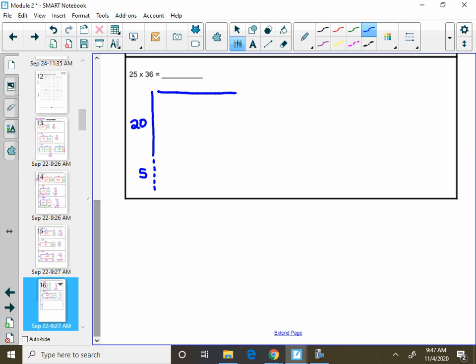Across the top, I do 30 and a 6. And what's great about using the 20 and the 30 is that there's way less sections. There's only going to be 4 sections. And I just need to be really careful when I multiply.